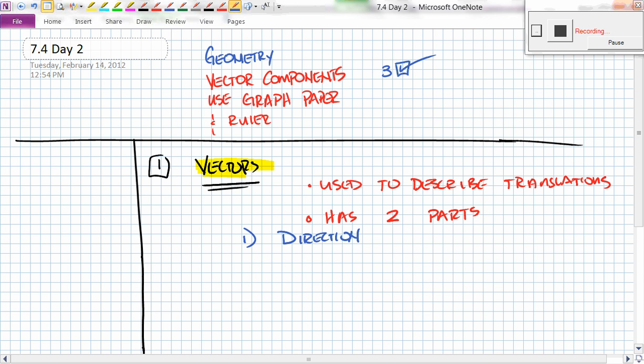Is it up and to the right? Is it down to the left? Is it straight up? Is it straight left? We're talking about translations here, so we're talking about sliding things around. So the direction is important, okay?